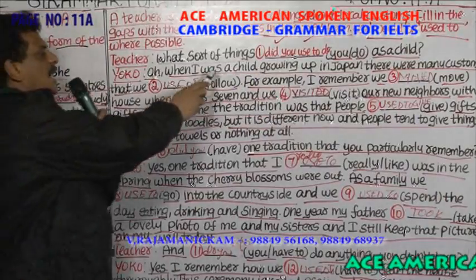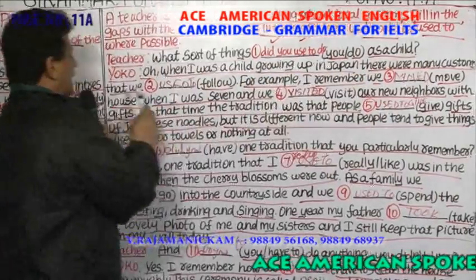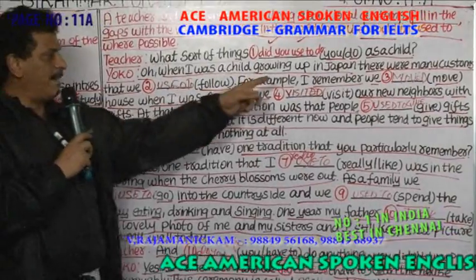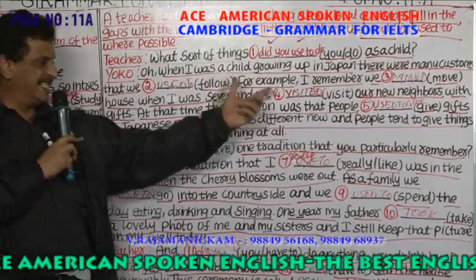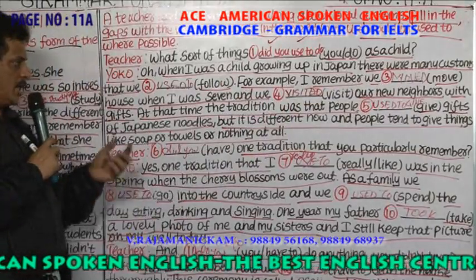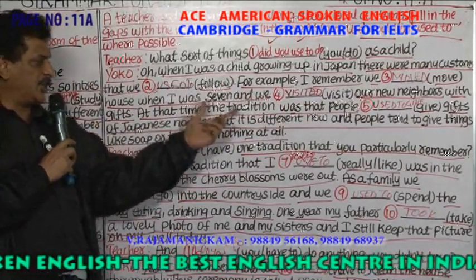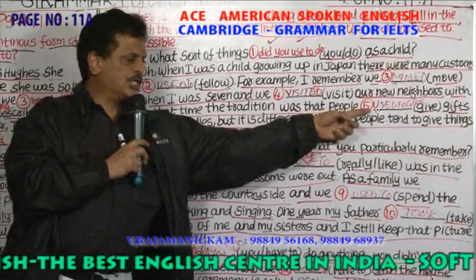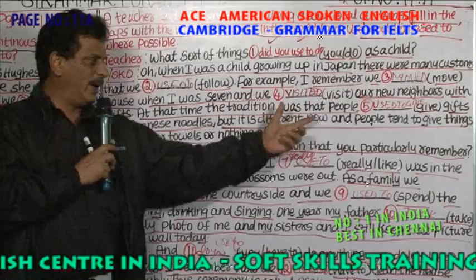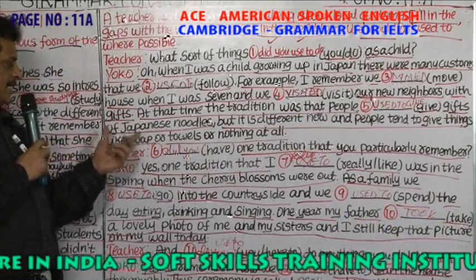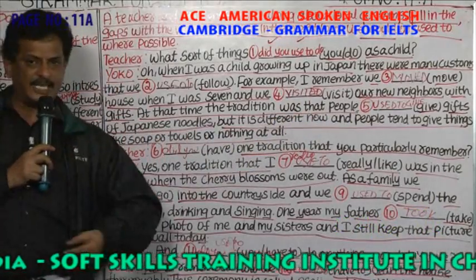Oh, when I was a child growing up in Japan, there were many customs that we used to. For example, I remember we moved house when I was 7 and we visited our new neighbors with gifts. At that time, the tradition was that people used to give gifts of Japanese noodles, but it is different now, and people tend to give things like soap or towels or nothing at all.